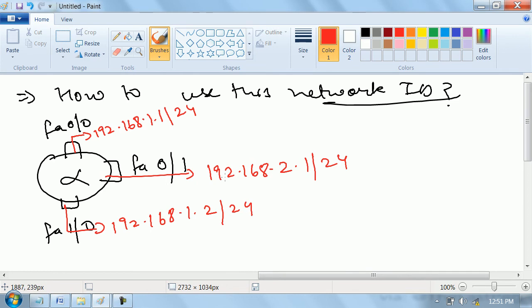Do I get any problem with this? Yes, yes or no? Yes. What? IP addresses will be overlapped. Yes. How? Because of?